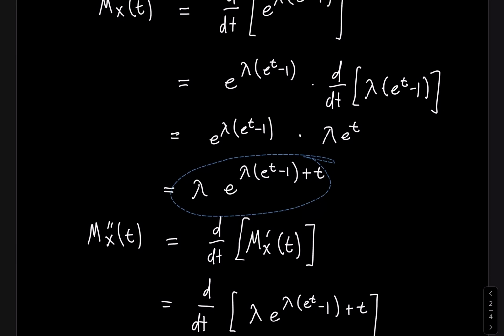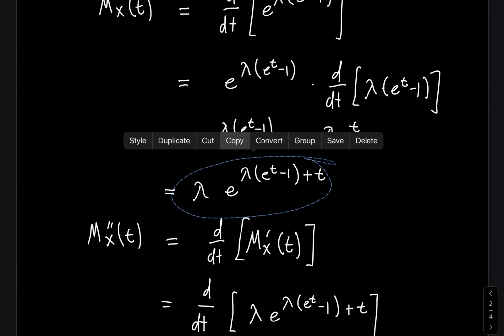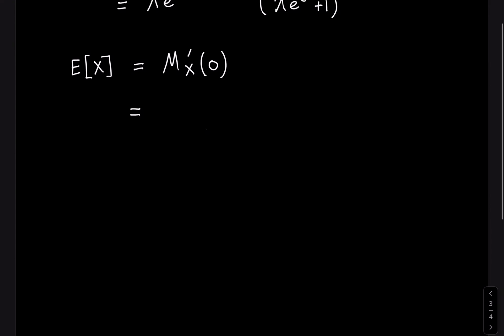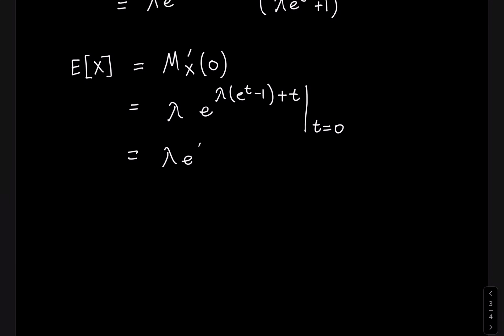I'm going to try and copy that across here, paste that. Seem to have picked up a few extra bits and pieces that I didn't want. But that's okay. So here's our expression for the first moment. And we need to evaluate that at t equals 0. So let's just plug that in right now. e to the lambda, and then e to the 0 minus 1, plus 0.